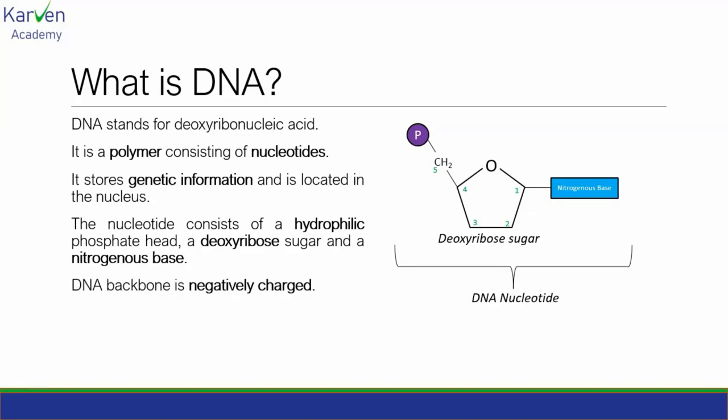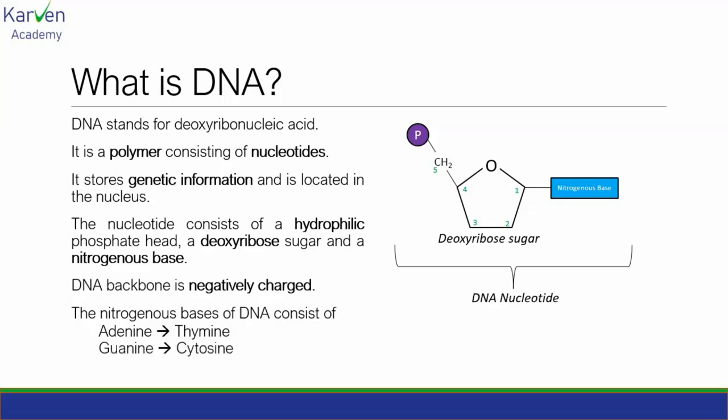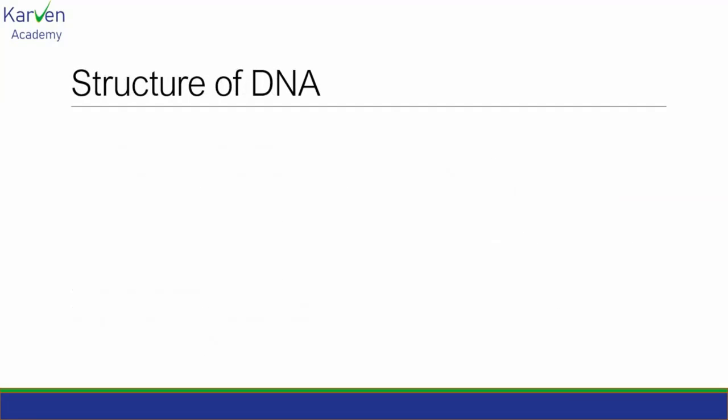DNA is a polar molecule and is soluble in water. The nitrogenous bases of DNA are adenine, thymine, guanine, and cytosine. Adenine's complementary base is thymine, while guanine's complementary base is cytosine. Let's now look at the structure of DNA.